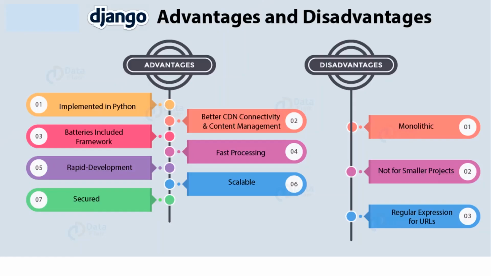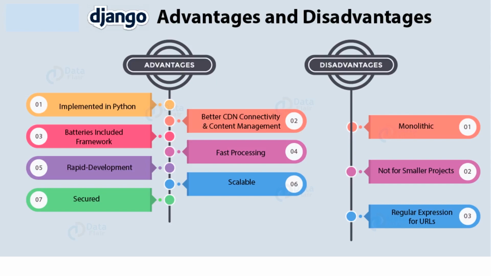What are the advantages and disadvantages of the Django framework? Advantages. Implemented in Python. Better CDN connectivity and content management. Batteries included framework. Fast processing. Offers rapid development. Scalable. Security.